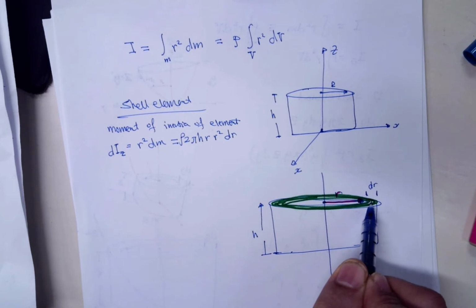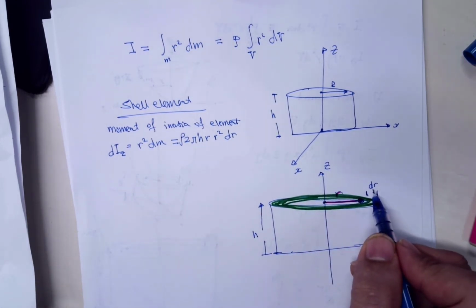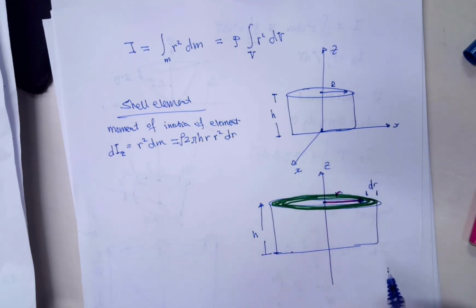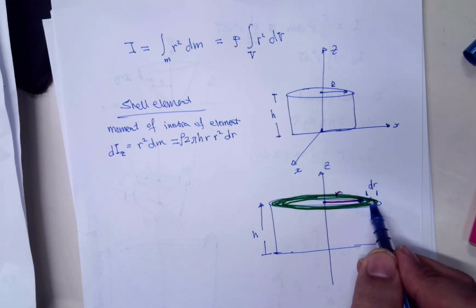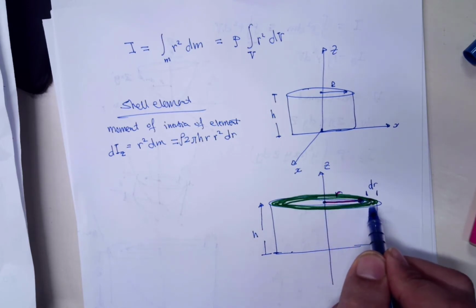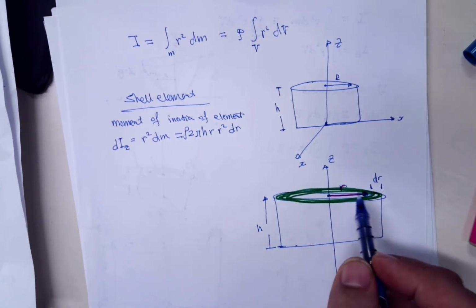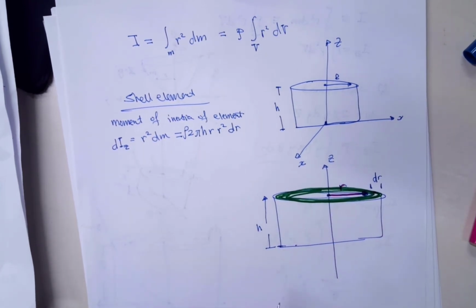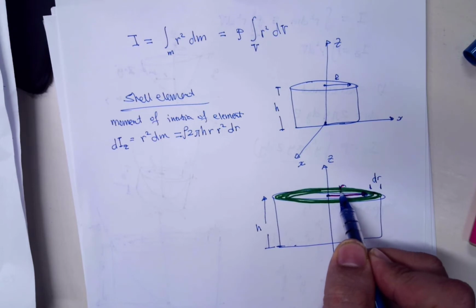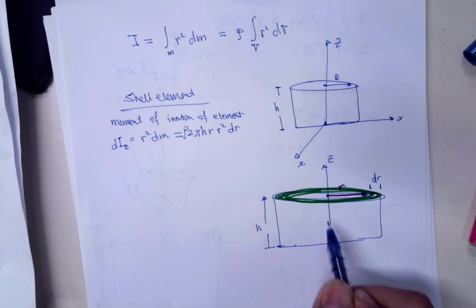We know that this shell element has a very tiny differential thickness dr, so we can assume that the moment of inertia measured from the axis is constant around the z-axis. The other way of saying it is that r, which measures the distance between this shell element and the axis, doesn't change.